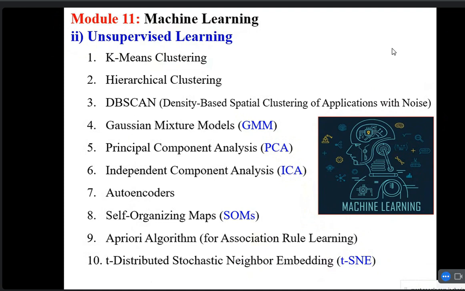Then we have the top 10 algorithms: K means clustering, C means clustering, fuzzy C means clustering, hierarchical clustering, DBSCAN, density based spatial clustering of applications with noise, Gaussian mixture models, principal component analysis, independent component analysis, autoencoders, self organizing maps. We have the Apriori algorithm that comes under association rule mining, and t-distributed stochastic neighbor embedding, like t-SNE. These are the top 10 algorithms of unsupervised learning.